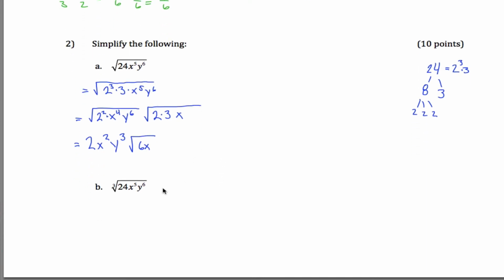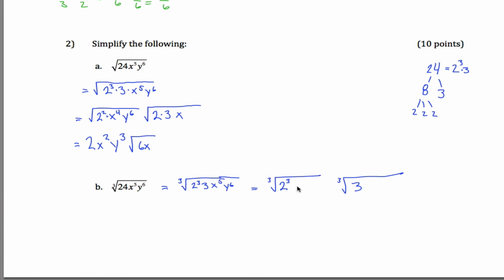Then you repeat that same process, except now instead of a square root, it's a cubed root. So to put something under the good side, you need 3 of them. You need a trio. I have 2 cubed times 3 to the 1st times x to the 5th times y to the 6th as my original problem. I want to split that up into a good radical and a bad radical. On the good side, I need 3 of a kind. I have exactly 3 of these 2's, so I can put them all over here, with nothing left over here. I only have 1 3, so that goes on the bad side.